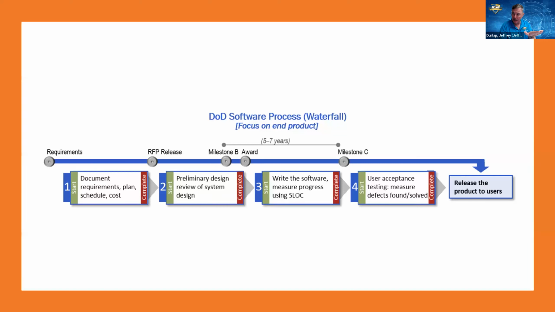Here it is from a time scale. This is the reason why it takes you so long. From the time that you do contract award at milestone B to where you get to milestone C is 5 to 7 years. You get nothing. You get nothing during this development cycle.